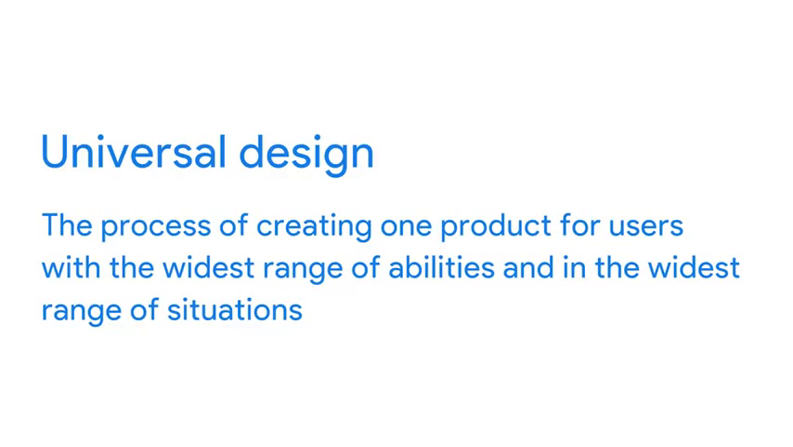In this video, we'll talk about 3 more ways to put the user first in your designs: universal design, inclusive design, and equity-focused design. Let's start from the beginning. When designers began considering how to include an even broader range of people in their designs, they called it universal design. Universal design is the process of creating one product for users with the widest range of abilities and in the widest range of situations. Think of it like a one-size-fits-all approach. Designers propose one solution for everyone.